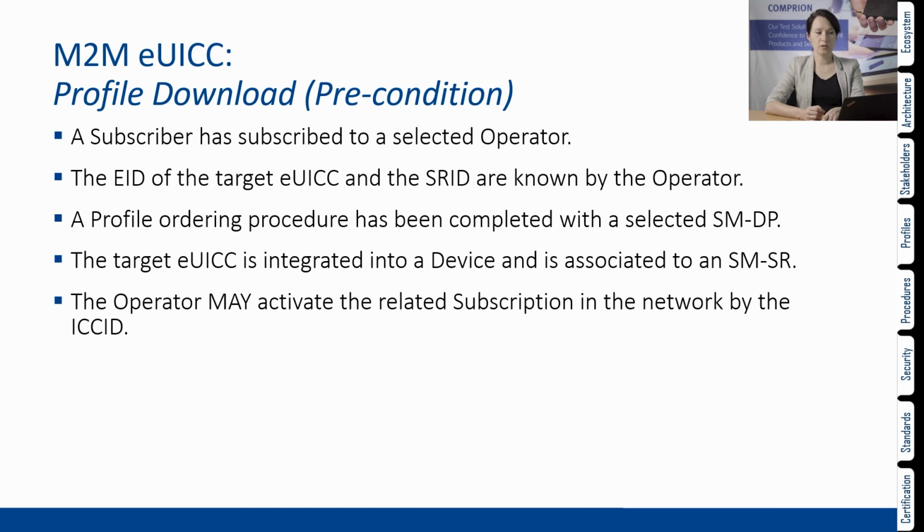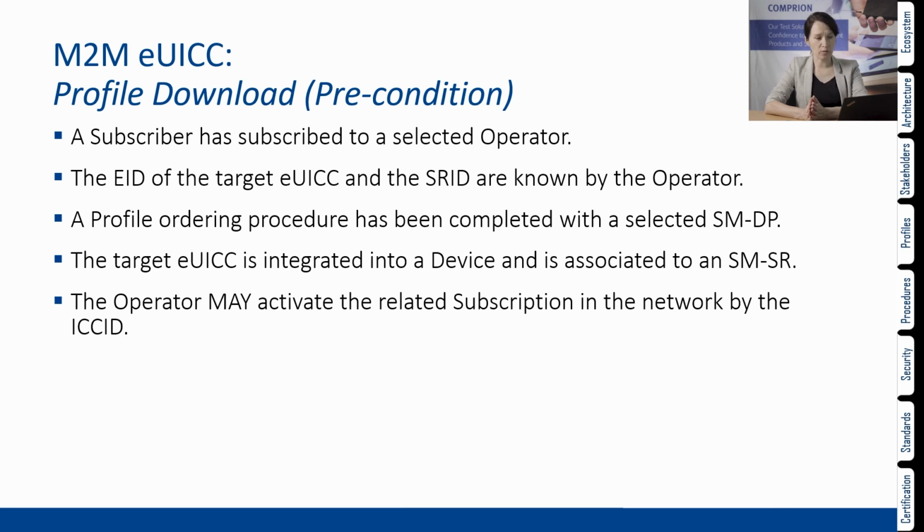Okay, let's take a look at a deeper level. What is required? The precondition for the profile download is that the subscriber has to be subscribed to a selected operator. Then the EID, the eUICC ID of the target eUICC, and the ID of the SM-SR are known to the operator.